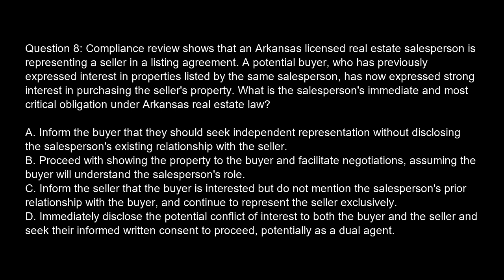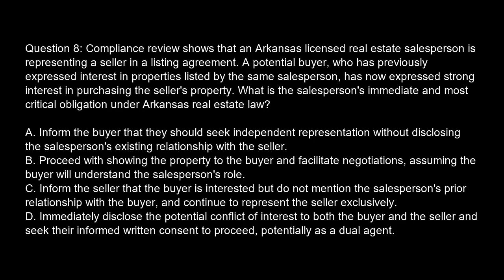Option A. Inform the buyer that they should seek independent representation without disclosing the salesperson's existing relationship with the seller. Option B. Proceed with showing the property to the buyer and facilitate negotiations, assuming the buyer will understand the salesperson's role. Option C. Inform the seller that the buyer is interested but do not mention the salesperson's prior relationship with the buyer and continue to represent the seller exclusively.